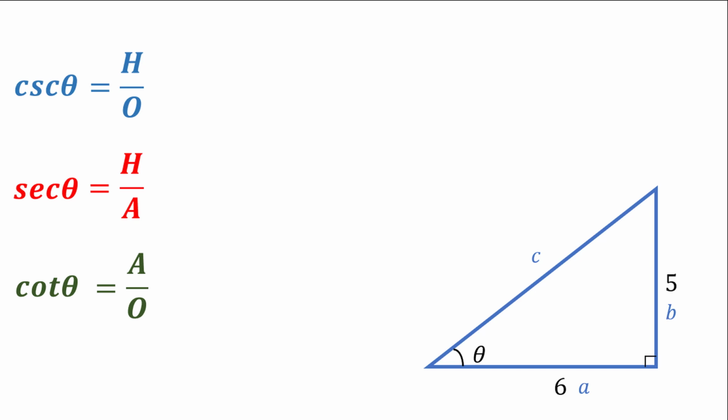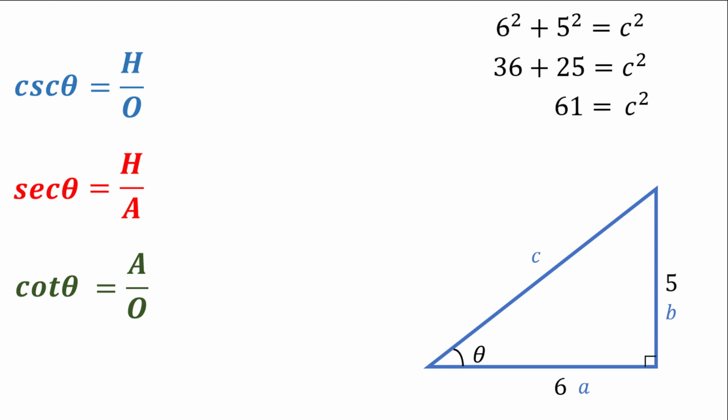Plugging into the theorem formula, we have 6 squared plus 5 squared is equal to c squared. This simplifies to 36 plus 25 is equal to c squared. 36 plus 25 is 61, so we have 61 is equal to c squared. Taking the positive square root of both sides, since the negative square root doesn't really make a lot of sense for side lengths, we have that c is equal to the square root of 61.